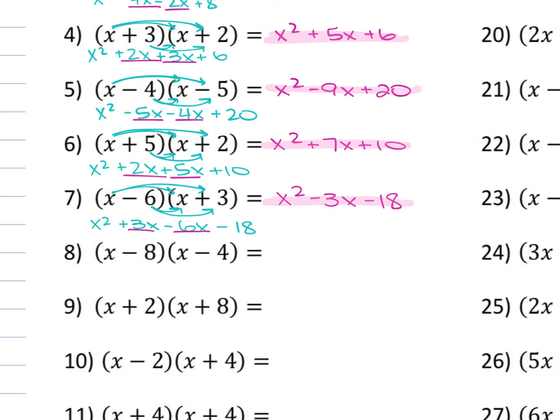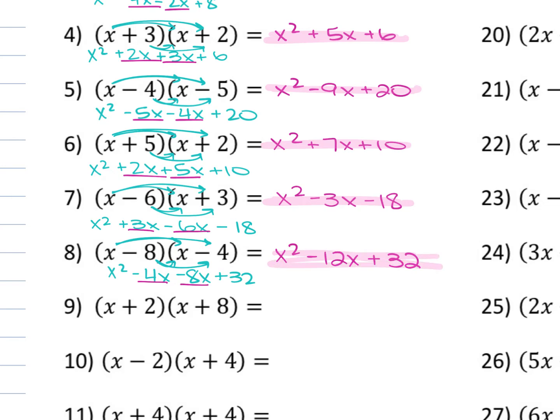Number 8, we have x minus 8 times x minus 4. So x times x is x squared. x times negative 4 is negative 4x. Negative 8 times x is negative 8x. And negative 8 times negative 4 is a positive 32. So combine your like terms. You're left with x squared minus 12x plus 32.